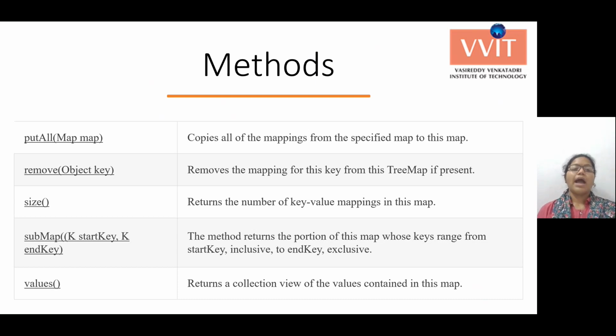Next, remove. I wanted to remove some specified key value pairs. I don't want that key value pair. Then I can use this remove method. I will pass the key which I wanted to remove, and along with the key, its associated value will also be removed from the map.